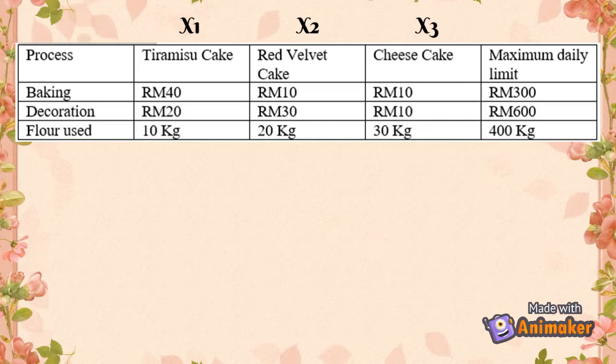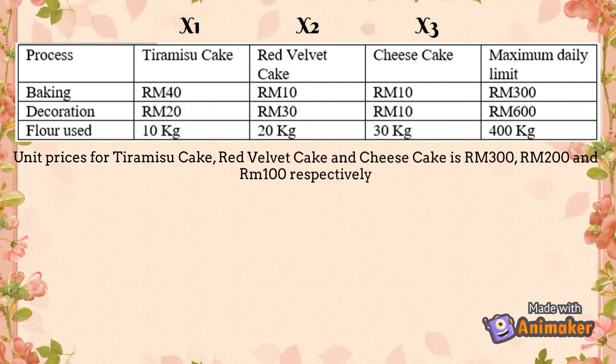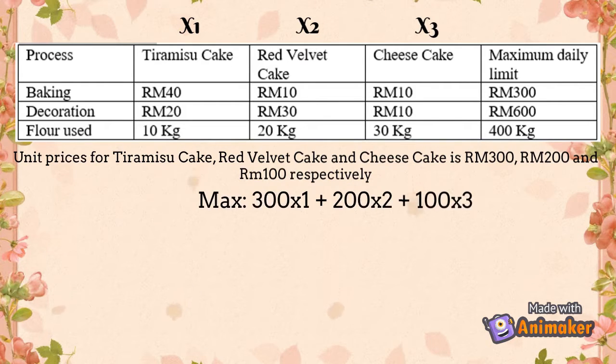Untuk membina objective function, kita tahu bahawa objective function adalah daily profit bakery, di mana unit prices for tiramisu cake is RM300, for red velvet cake is RM200, and for cheesecake is RM100. So, objective function kita adalah to maximize 300x1 plus 200x2 plus 100x3.